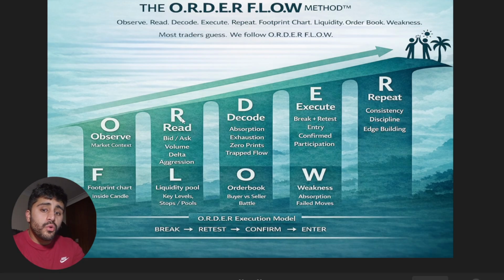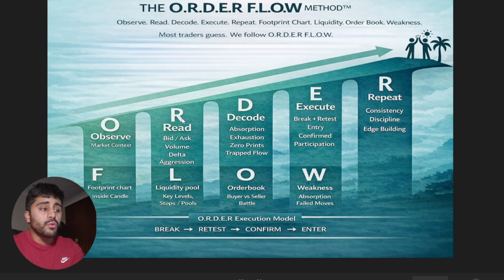Then we decode that information. So then we start looking at the absorption, the exhaustion. We start looking at zero prints. We start looking at who is trapped in the order flow. And then from there, we execute based off the break and retest, right? So we have to do this in order.